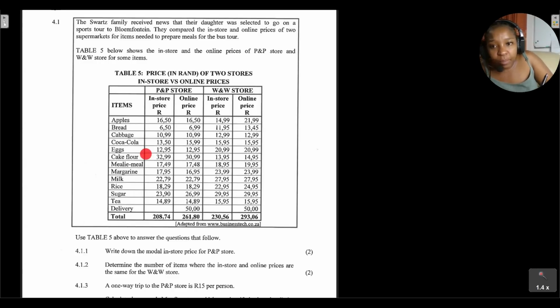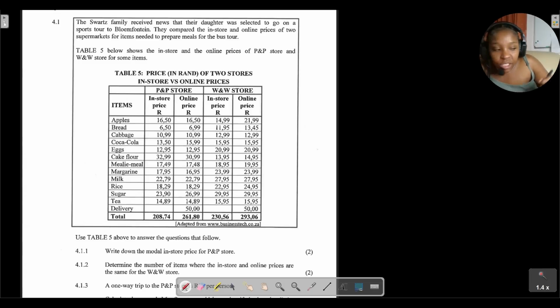So we basically have the P&P store prices here, the in-store price, the online price. Then we've got the W&W store, the in-store price, the online price. Then we're going to use this table to help us answer questions that are given to us. Question 4.1.1 says write down the modal in-store price for P&P store.